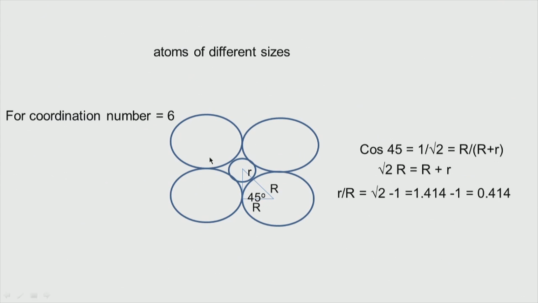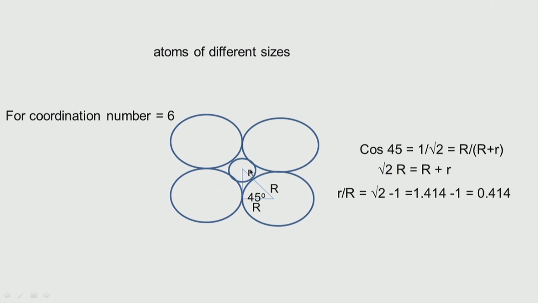Let us look at this. Suppose we have a small atom for a coordination number 6. We have 4 atoms here of radius capital R, and 2, one on the top and one on the bottom. So we have this small r which just touches all of these 4, as well as the one at the top and the one at the bottom.